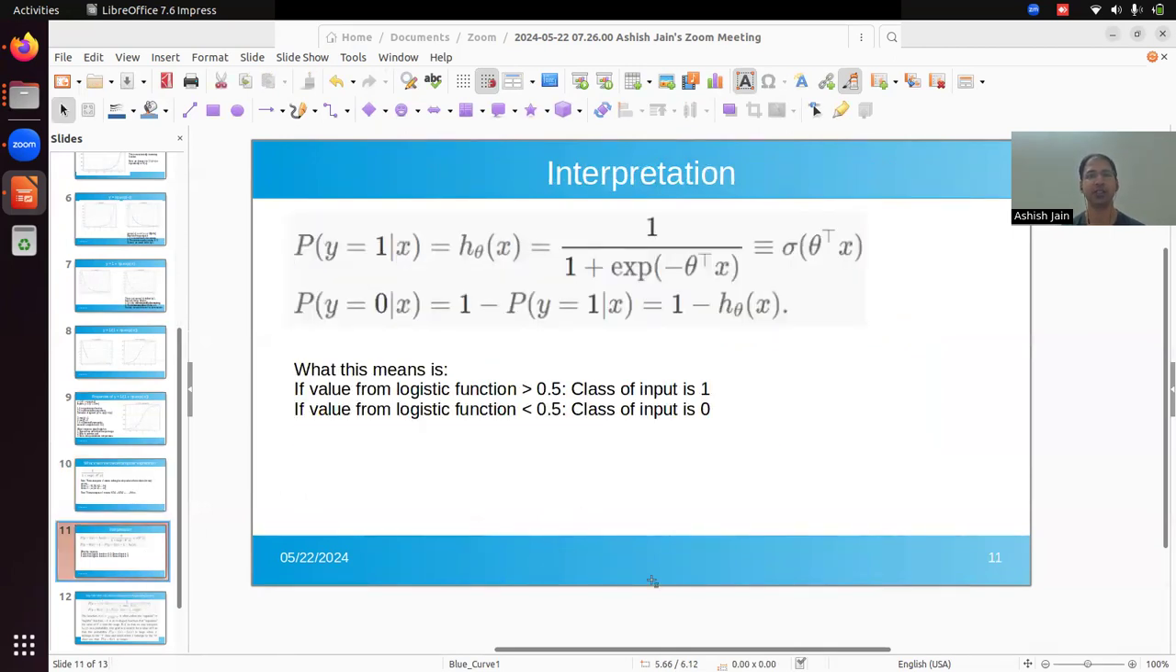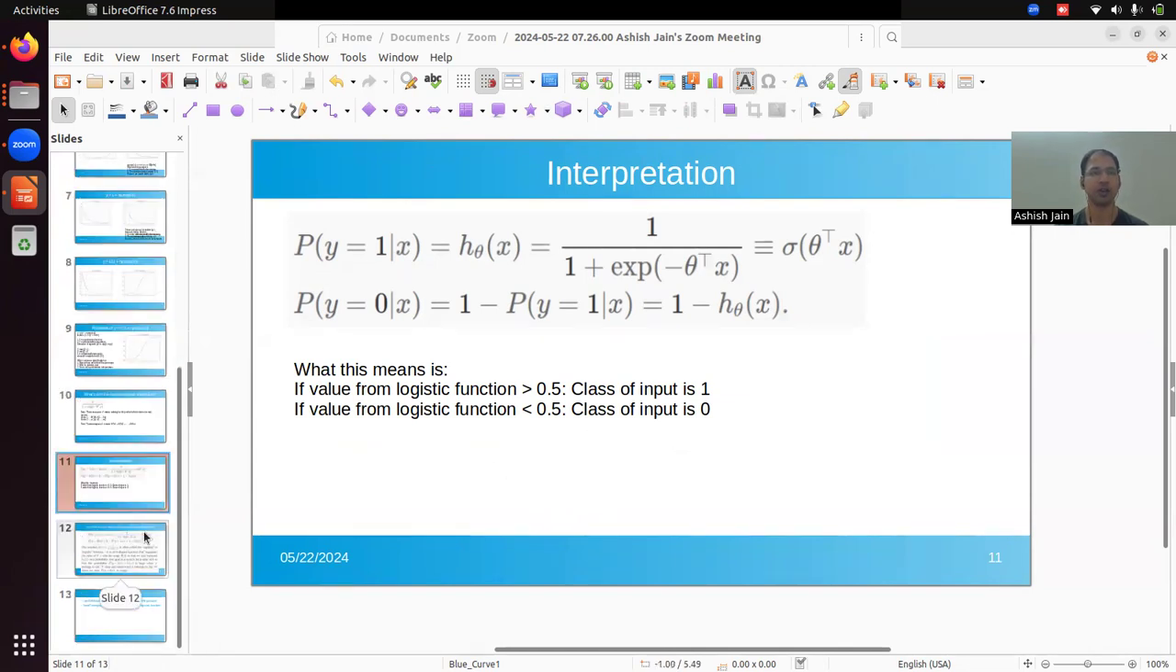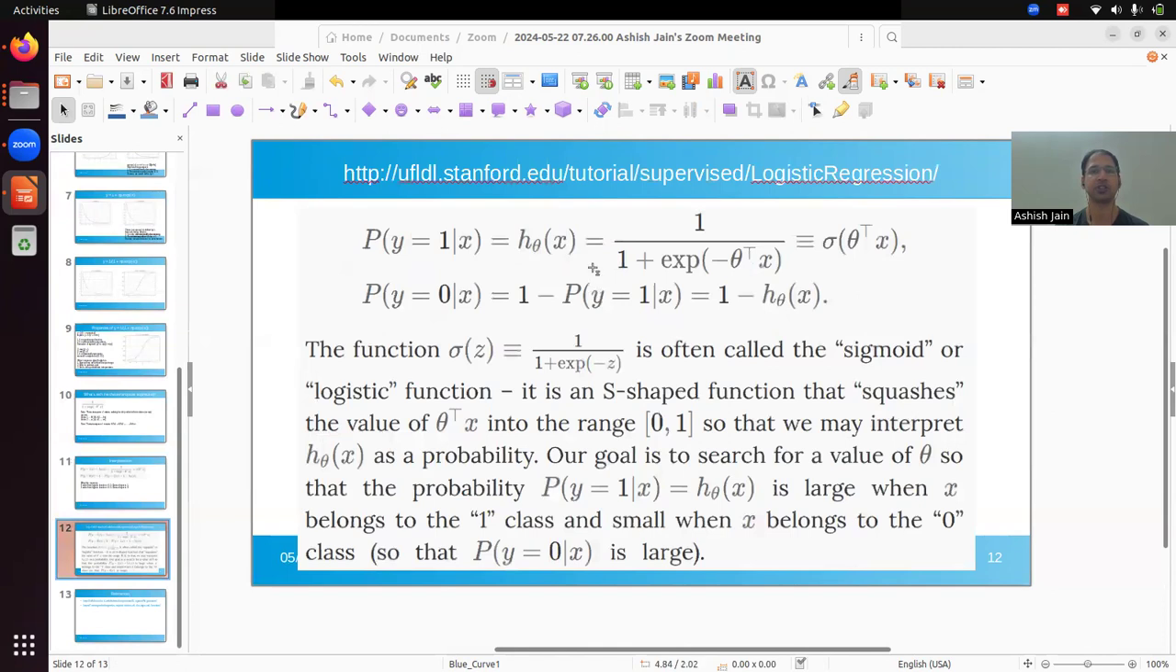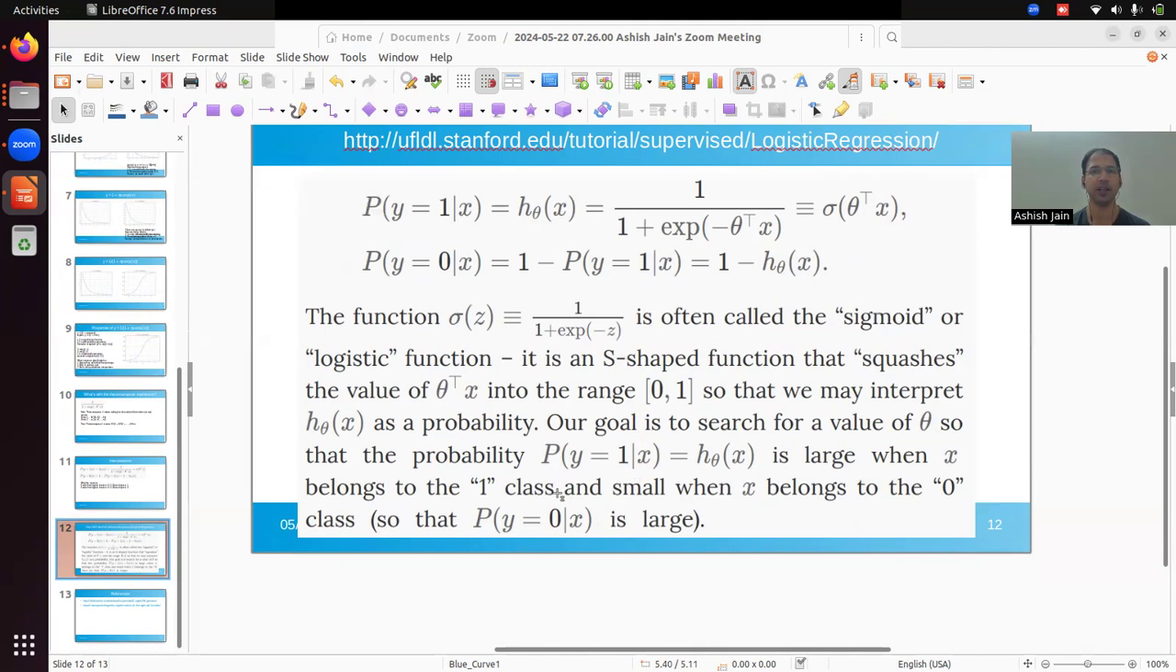Now interpretation. What this means is if value of logistic function is greater than 0.5, class of input is 1. If the value of logistic function is less than 0.5, then class of input is 0. Now, all of this has been taken from this image from the stanford.edu site, where it explains whatever we have just said, but it is a bit technical and we have just broken it down in simple language.